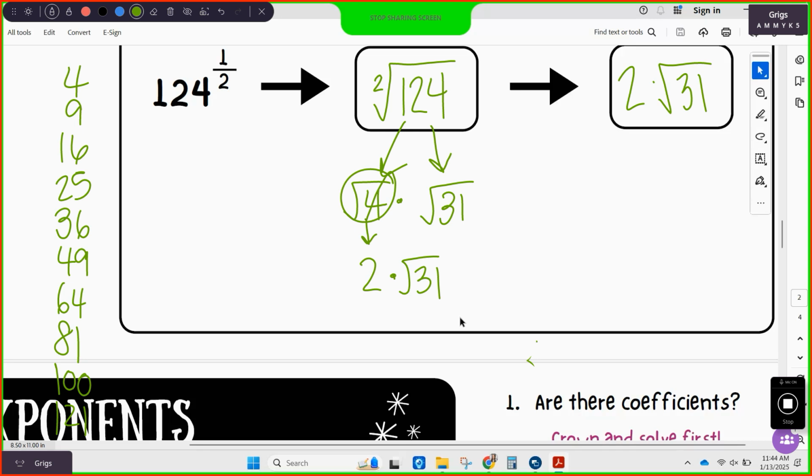Could I check it? Yeah. Prove it. Check it yourself in Desmos or your calculator. You're going to find the square root of 124, and then you're going to find 2 times the square root of 31. Boom, they both gave you what? 11.135528727. I was very impressed with how you stayed coordinated.